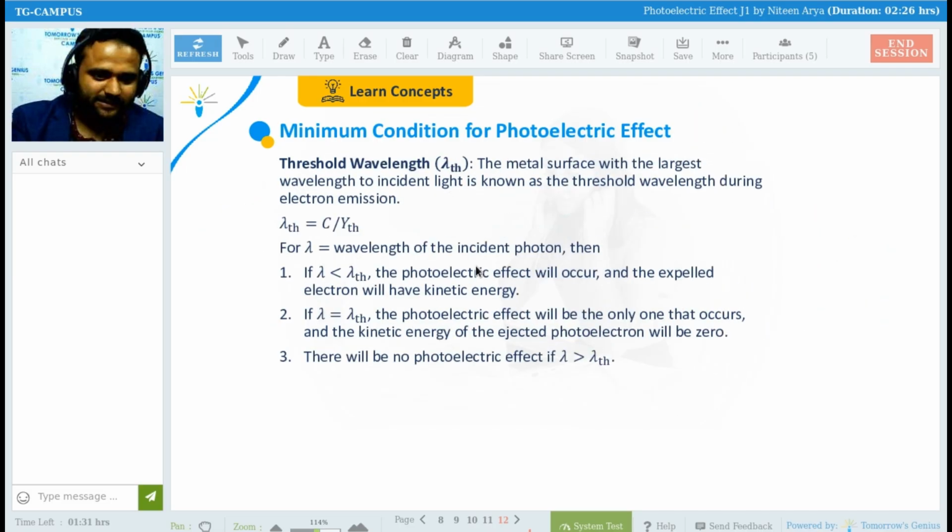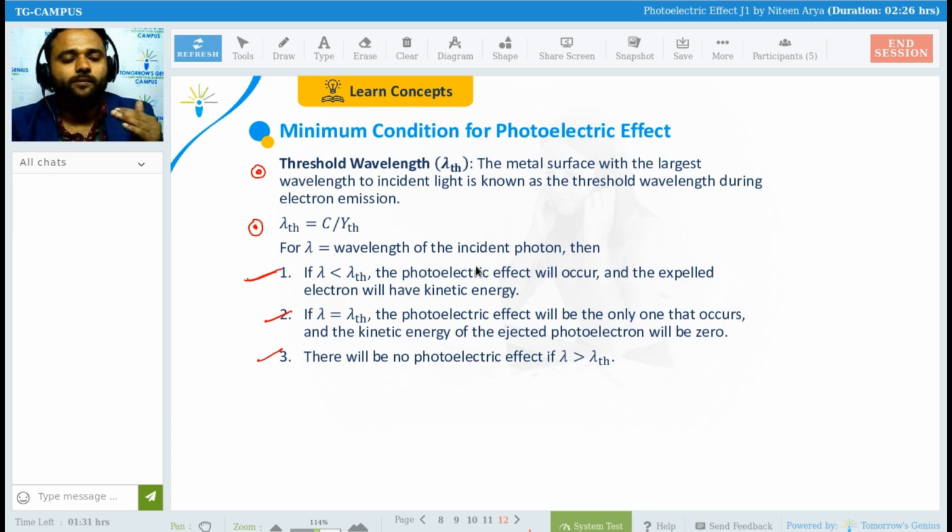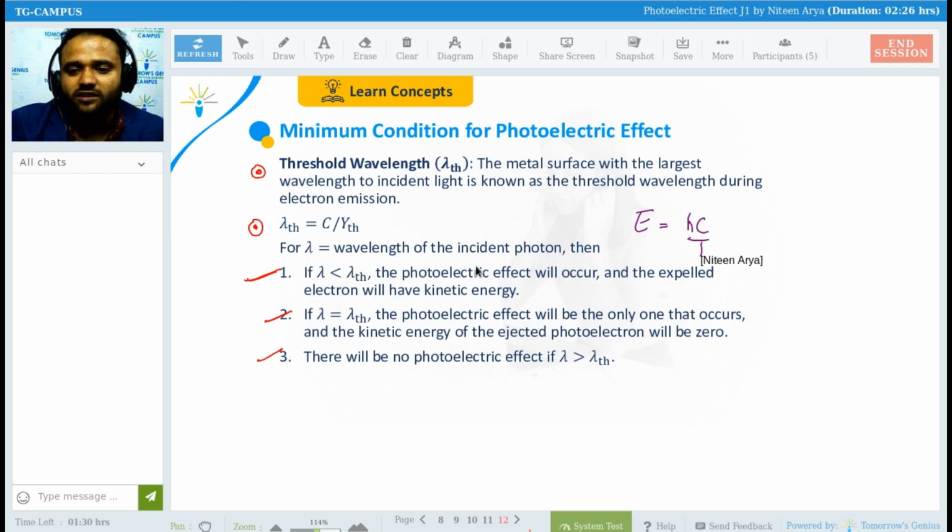Moving ahead in the terminology, this is the same thing. I'm not going to rewrite it. The same thing is going to happen for λ_th, but the condition is going to be changed because λ is inversely proportional. So if λ is lesser, energy is going to be more, and more energy means photoelectrons are produced and the photoelectrons move. If it is equal, only production is going to happen, and if λ is greater, energy is going to be lesser. Why am I saying this? This is inverse. Energy is hc by λ.